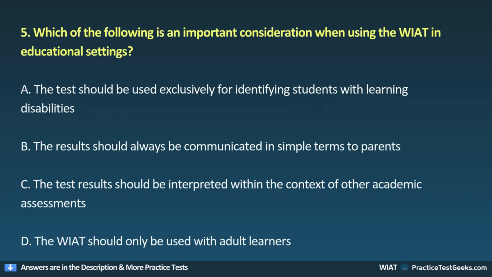5. Which of the following is an important consideration when using the WIAT in educational settings? A. The test should be used exclusively for identifying students with learning disabilities. B. The results should always be communicated in simple terms to parents. C. The test results should be interpreted within the context of other academic assessments. D. The WIAT should only be used with adult learners.